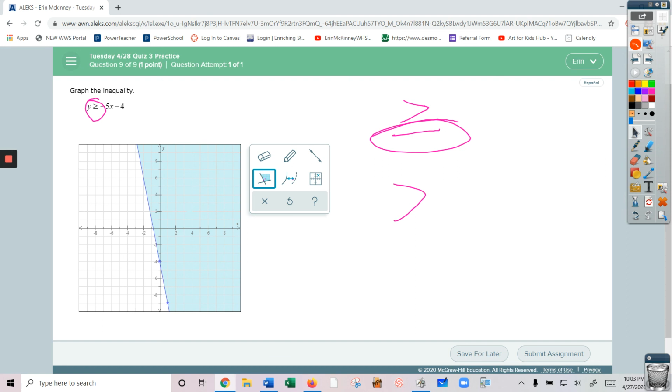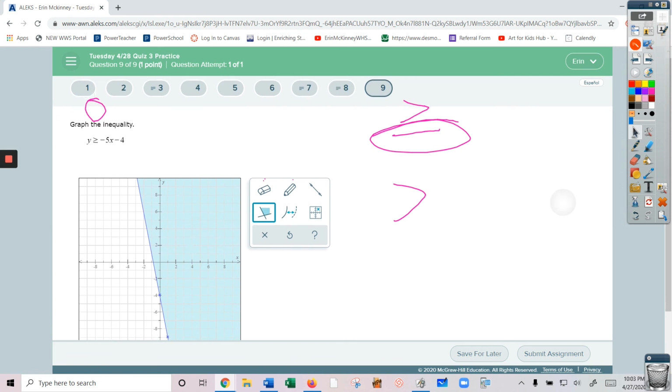So you're going to go through and do this on your own. You're going to complete the assignment. It's in Alex. It's called Tuesday 4-8 Quiz 3 Practice. Feel free to email me or schedule an appointment on my calendar, which is on the homepage, if you have any questions or anything extra that you would like to look over together.